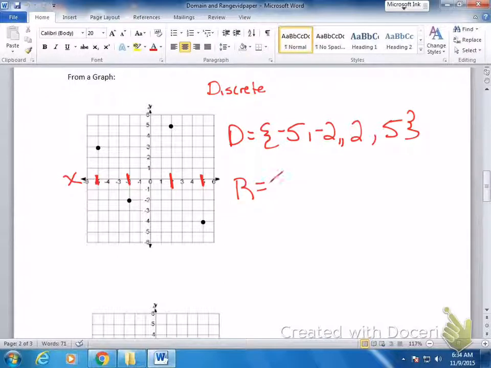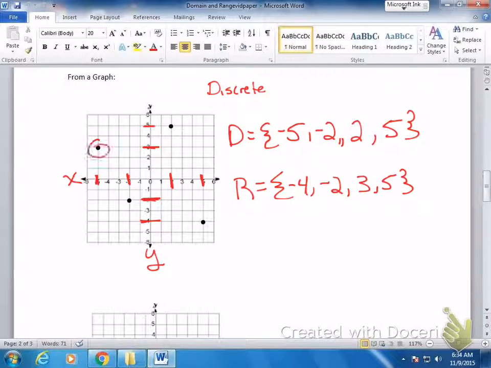Now if you remember, range is our y values. So I'm going to start on the y-axis and move my way up. My first point's here at -4. My second point is here at -2. My third point's up here at +3. My last point's up here at +5. So again, not really much harder than the table, but be careful.